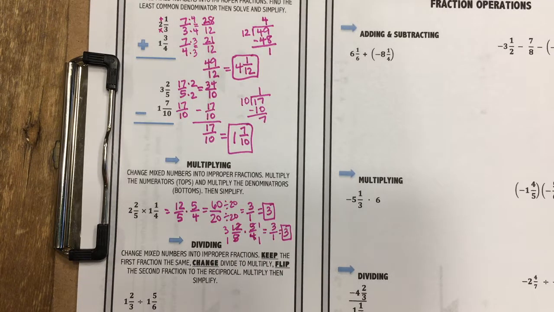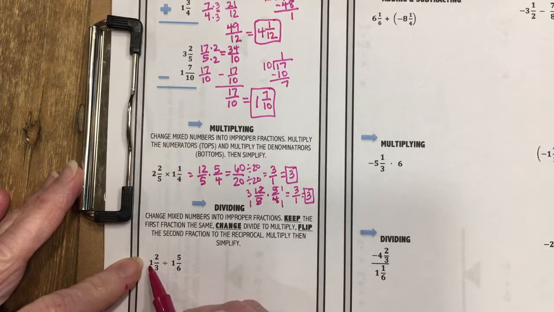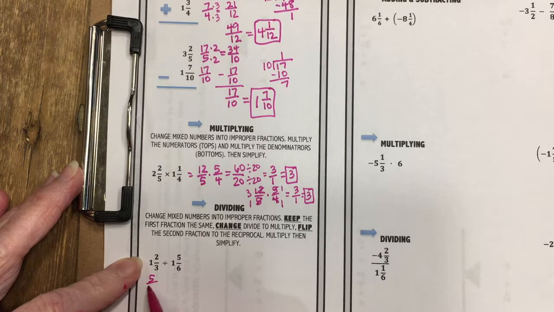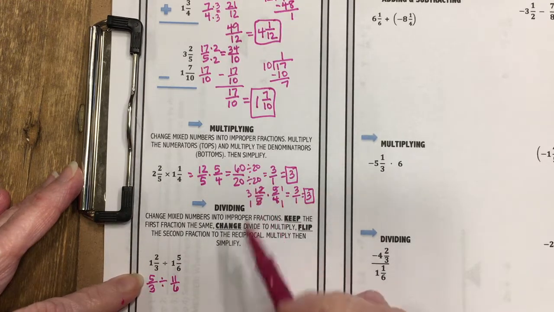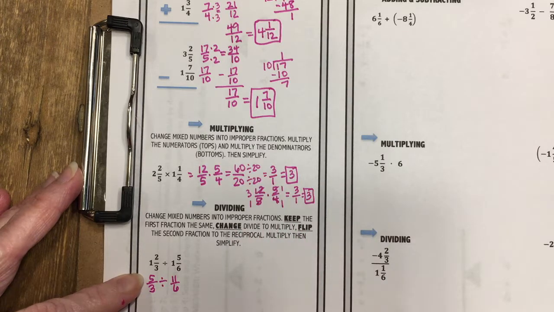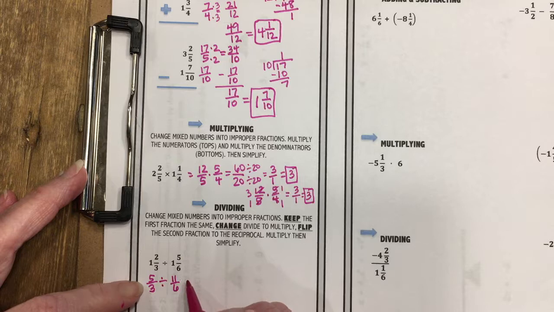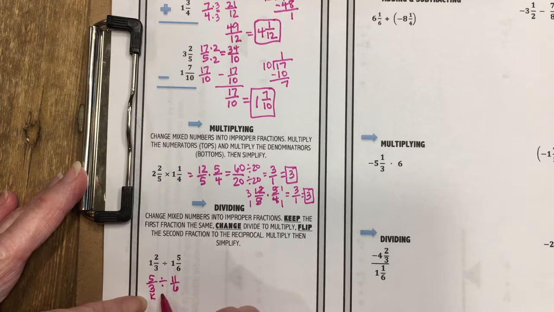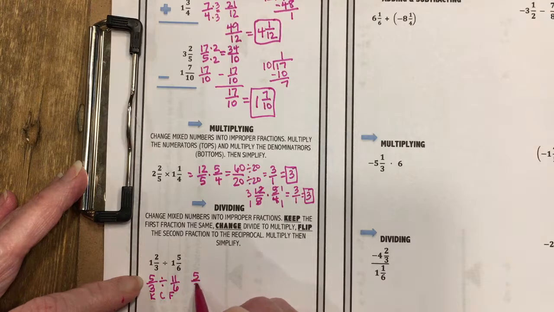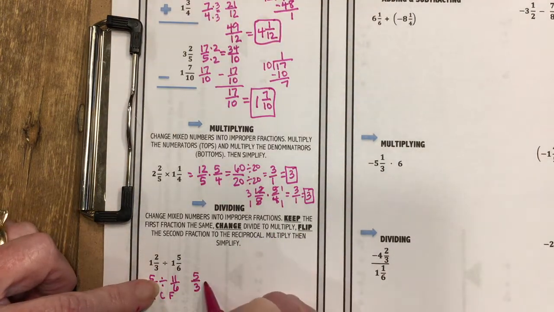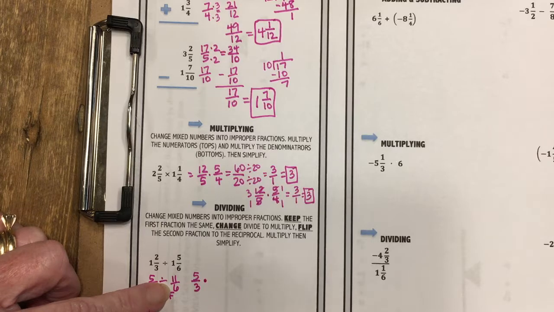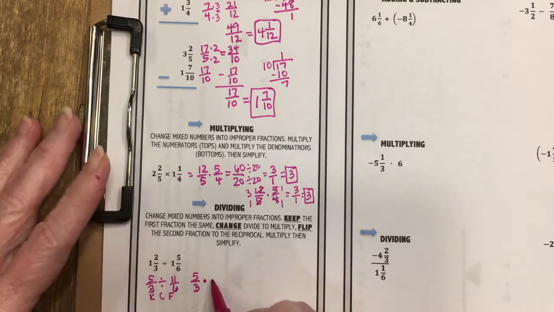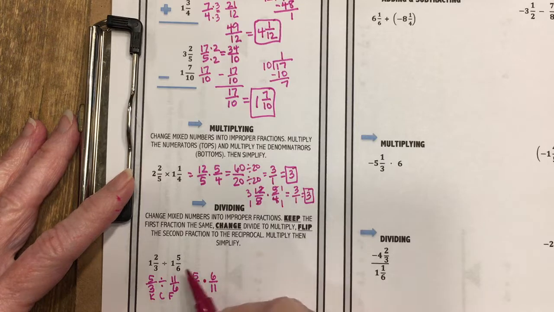All right, dividing. When you change mixed numbers, again, into improper fractions first. So 1 times 3 is 3, add the 2, and that's 5 over 3. We're dividing it by 1 times 6 is 6, plus 5 is 11 over 6. Okay, so dividing is very similar to multiplying, except you have to remember to keep, change, flip. What that means is you keep the 5 over 3, the first number the same. Change, divide to multiply. Okay, and then flip to the reciprocal. That just means flip it over. So 6 over 11. Then you can multiply like you did earlier.